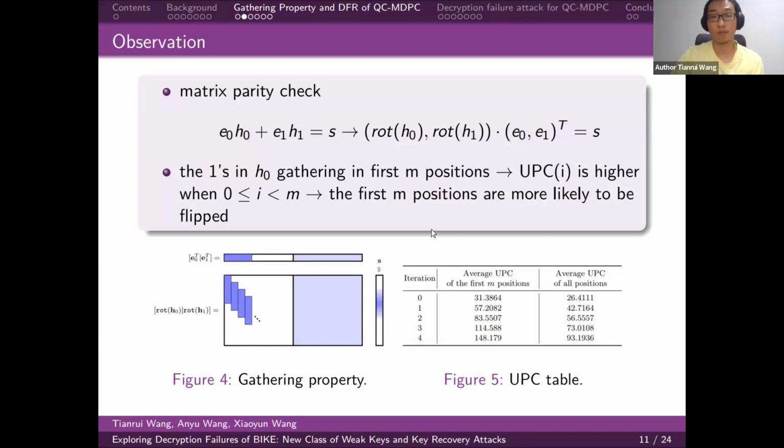In the right table at iteration 0, with value 31 versus 26, the local UPC number in the first m positions is much higher than the global one. A high local UPC number can lead to mistakenly flipped bits and eventually the failure of the whole algorithm.